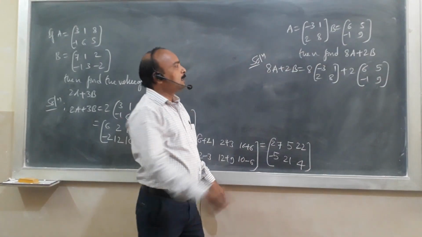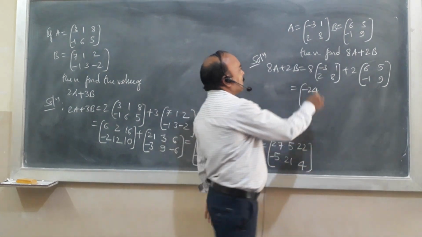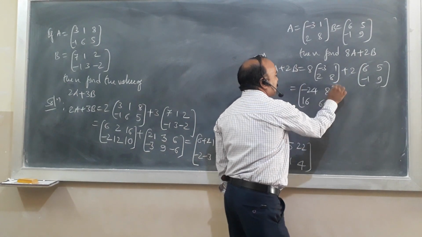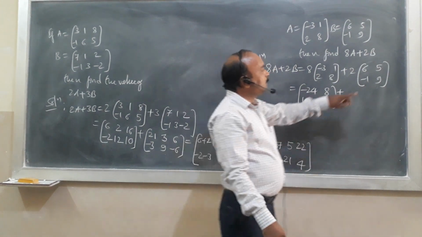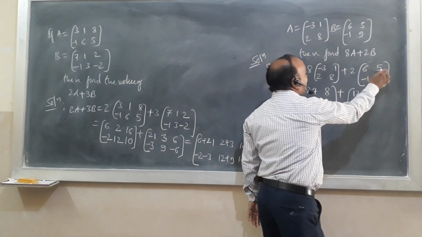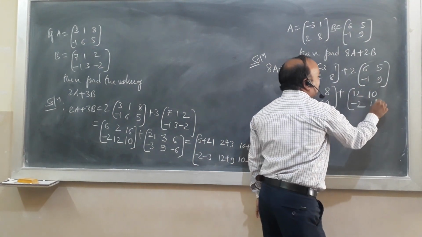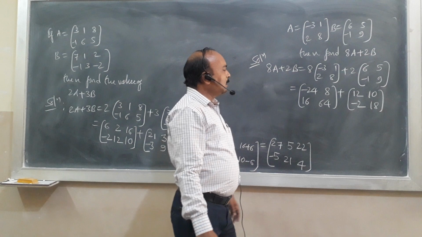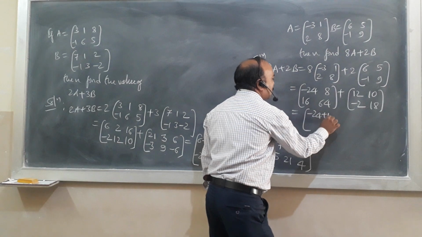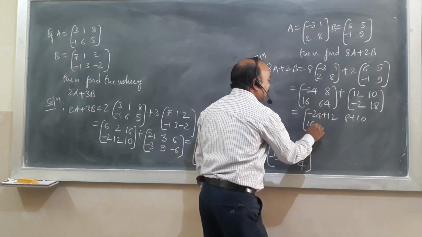Like this we write. Then we make scalar multiplication again. 8 into minus 3 is minus 24, 8 into 1 is 8, 8 into 2 is 16, 8 into 8 is 64, plus this 2 is multiplied with all the elements of matrix B, that is 2 into 6, 12; 2 into 5, 10; 2 into minus 1, minus 2; 2 into 9 is 18. Now again it is addition of these two matrices. It is minus 24 plus 12. It is 8 plus 10. It is 16 minus 2.